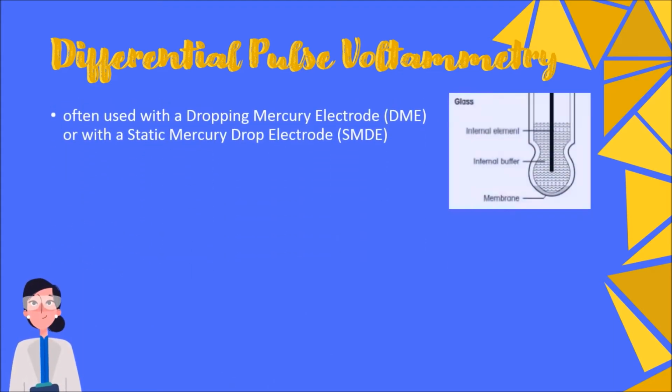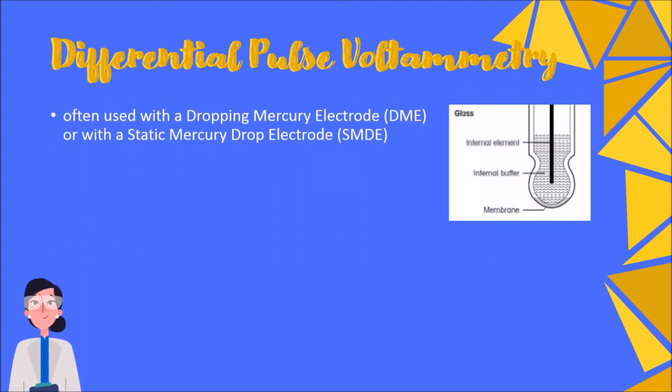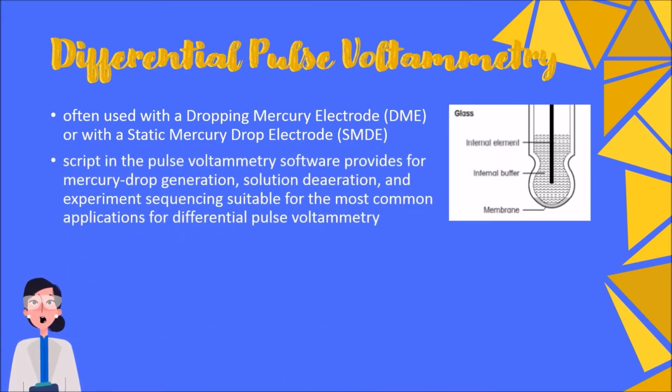Often, it is used with a dropping mercury electrode, or DME, or with a static mercury drop electrode, or SMDE. It can also be performed on a stationary solid electrode or on a rotated electrode. Script in the pulse voltammetry software provides for mercury drop generation, solution deaeration, and experiment sequencing suitable for the most common applications for differential pulse voltammetry.